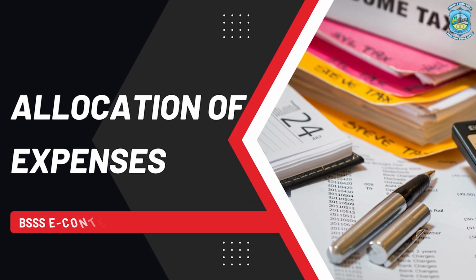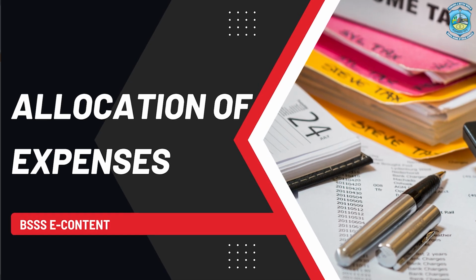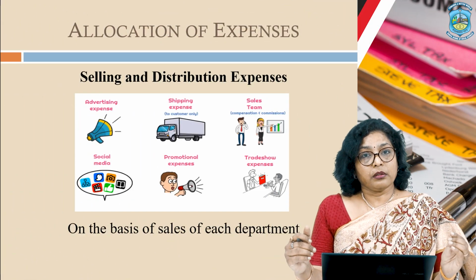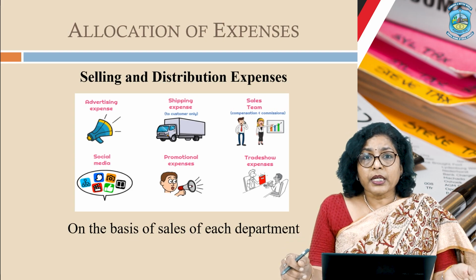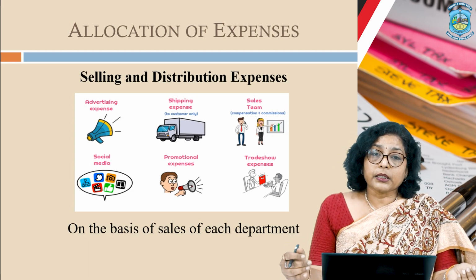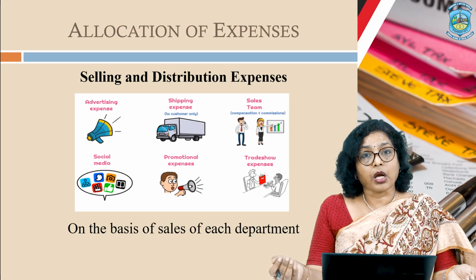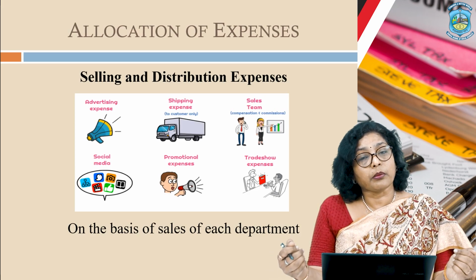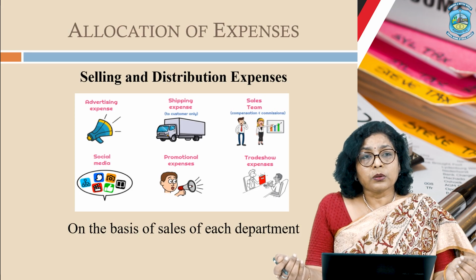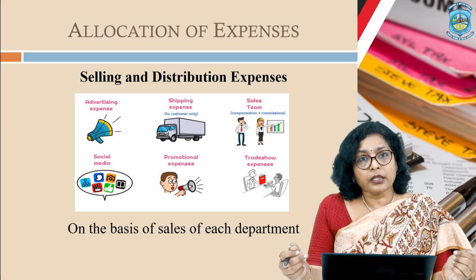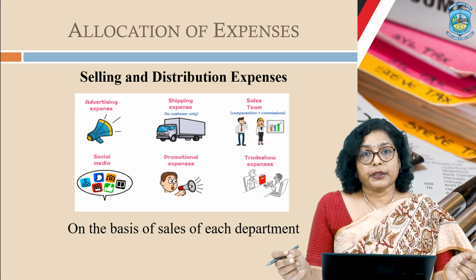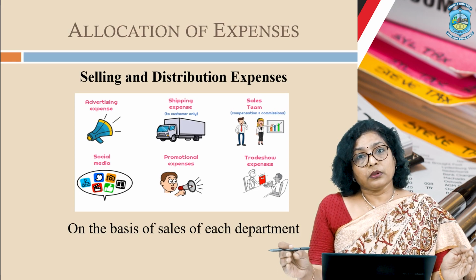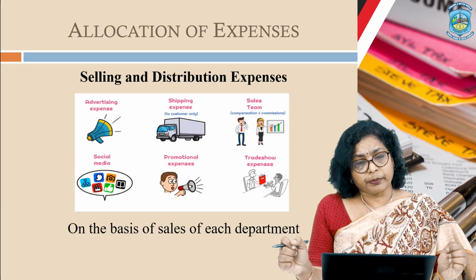Now the question arises: in the case of direct expenses, we charge them to the particular department where they are concerned. But in the case of indirect expenses, which are incurred as a whole for the organization, how will we allocate these expenses among the departments? So, there must be a certain rational basis to distribute these expenses. For this purpose, we will see how to allocate the expenses.